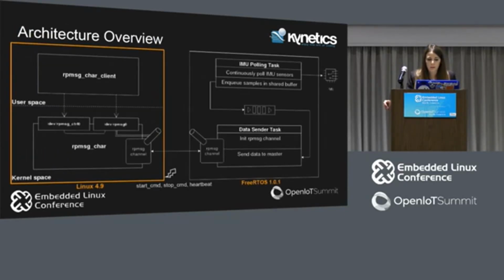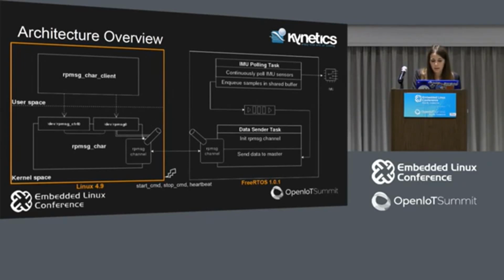So here we have an overview of the architecture of the demo application. On the right side, sorry, we have the Cortex-M4, which is running FreeRTOS. And we have two asynchronous tasks. We have the IMU polling task, which continuously polls the IMU and enqueues our samples in the shared buffer. And then we have the data sender task, which is in charge of the initialization of the rpmsg channel, and of dequeuing samples from the shared queue and sending them to the master core.